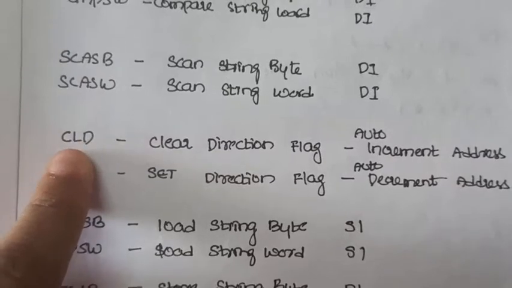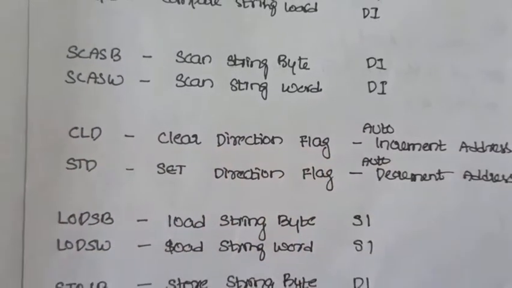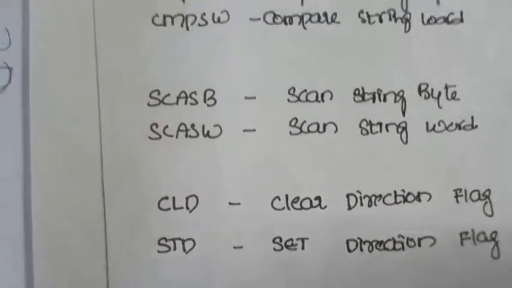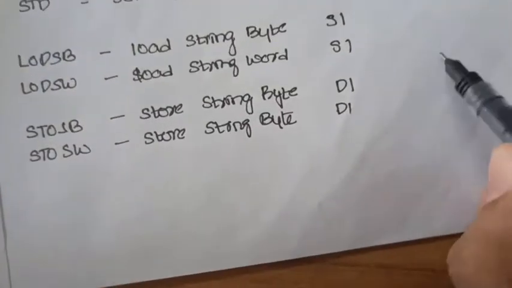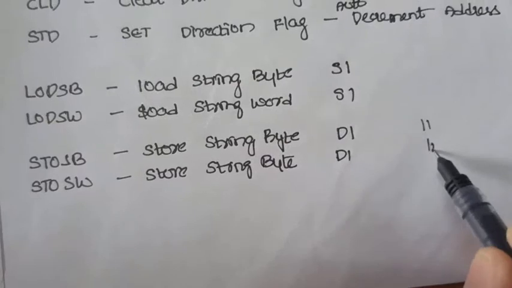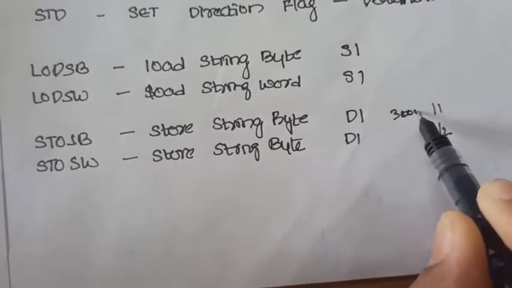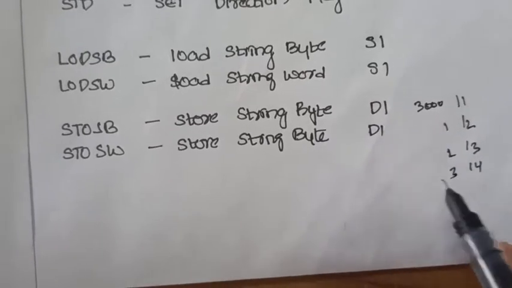Now, CLD represents clear direction flag. Suppose you want to access data, for example I have data of 11, 12, 13 and 14 in memory locations 3000, 3001, 3002, 3003.